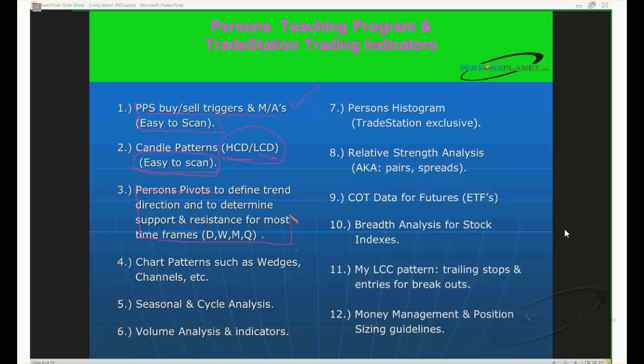Person's pivots, there's something a little bit more that people don't understand, the difference between Person's pivots and the floor trader's pivots. Mine is more of a system. It helps to define the trend, whether it's bullish or bearish, which gives you a trend directional idea, and that will give you the determination of support and resistance for most time frames. What I like to use is, if I'm day trading, I look at the daily and again the weekly outlook, I look at the monthly outlook, and then for longer-term trading, I look at the quarterly.